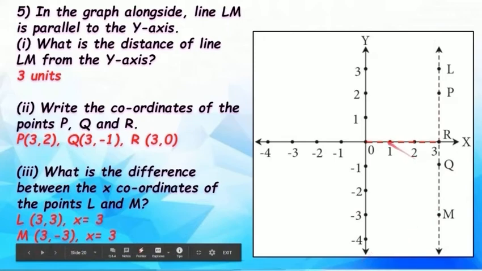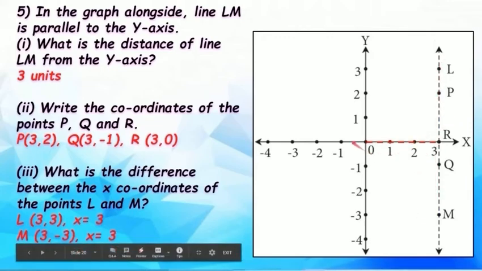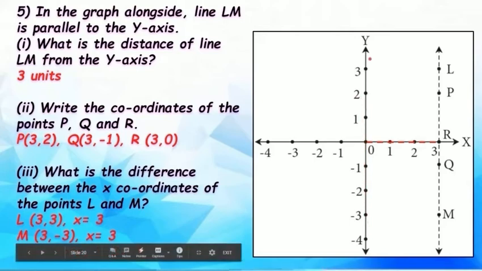So from 0, if you see, this line intersects the x-axis at point R, which is here. So from 0 to R, if you see the distance, it is 0 to 1, 1 to 2, and 2 to 3. So on that basis, you can say that this line, and every point on this line, is at a distance of 3 units from the y-axis. So the distance between the y-axis and this line LM is 3 units.